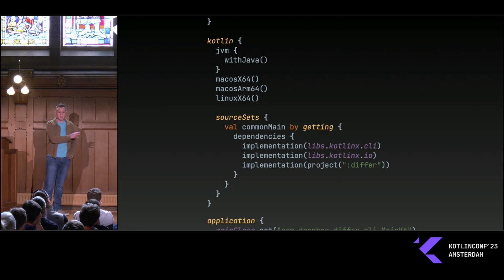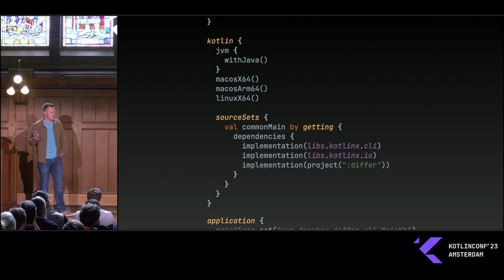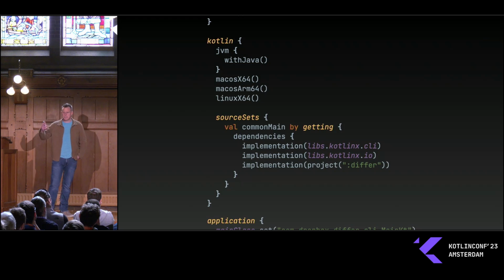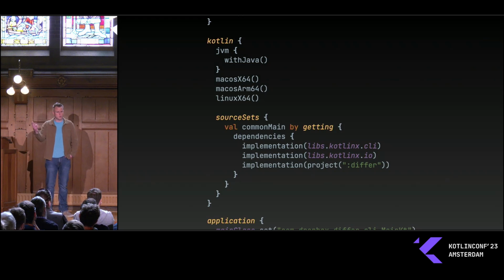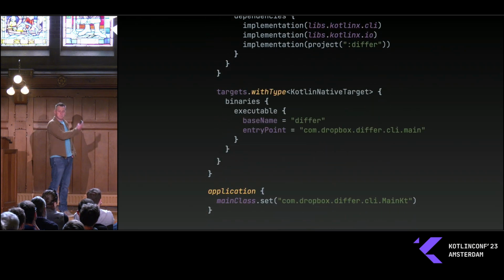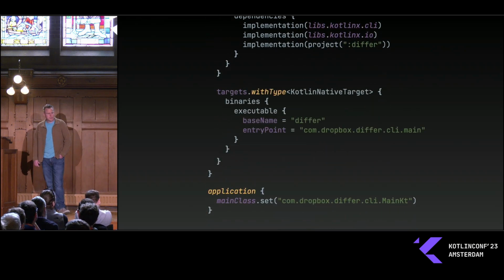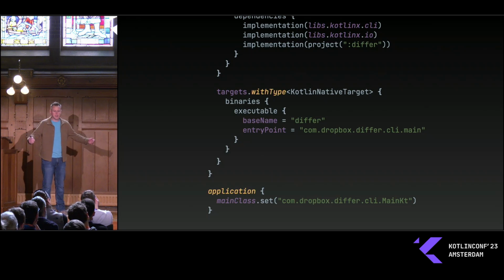I left the JVM target on here because I wanted to be able to do some comparisons. I added macOS x64, macOS ARM64, Linux x64. You can also do Windows, I guess, but then with Kotlin Native, you have to tell it what you want to make, right? You can make libraries. You can make shared object libraries, .sos, the native equivalent of jars, right?